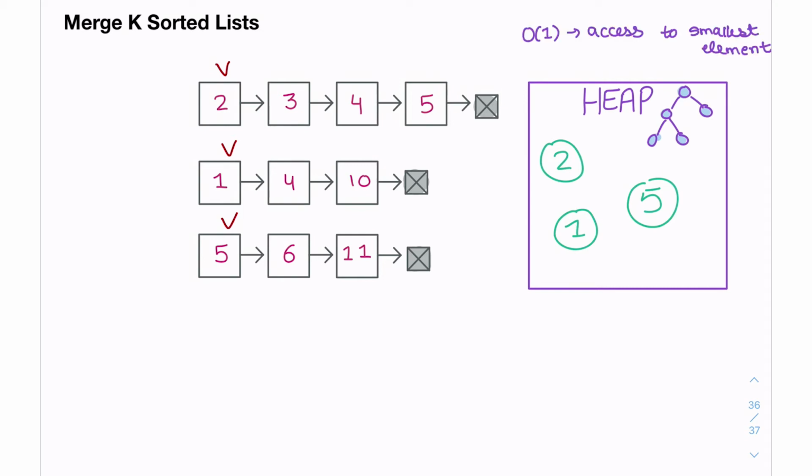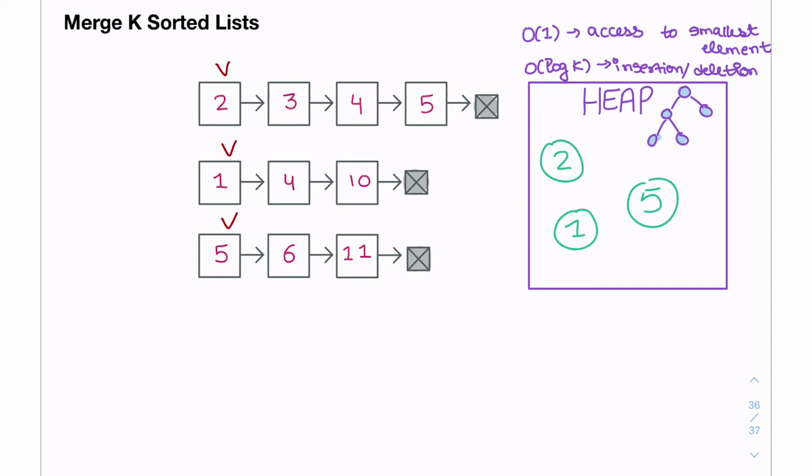The first one being constant time access to the smallest element. And the second one being log of k insertions and log of k deletions, where k is the number of elements present in the heap, right? So at max, we'll always have k number of elements in the heap because we have k pointers and we only maintain those elements that we are pointing to inside the heap, right?